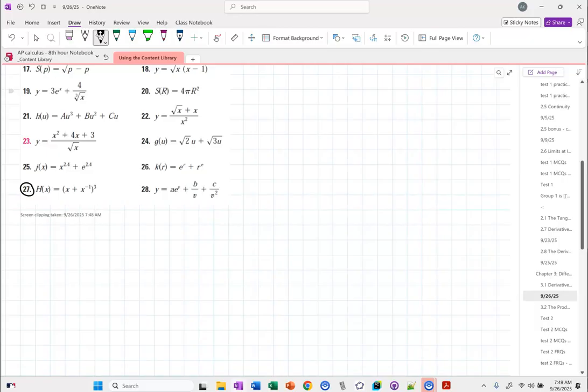So I'm just going to have to FOIL it out to start. So again, I'm going to use my binomial expansion.